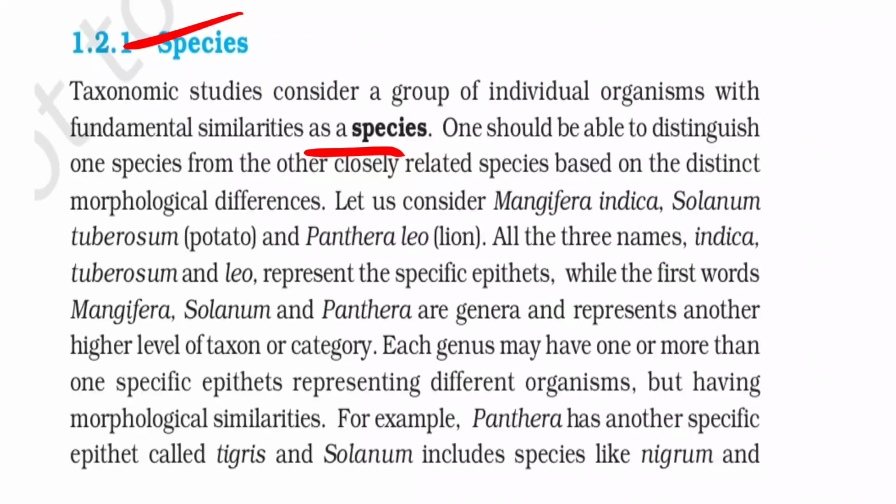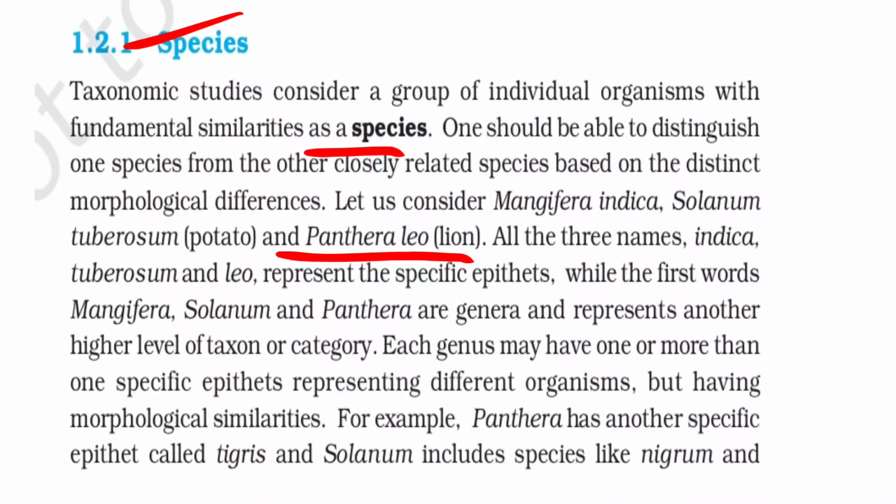Let us consider Mangifera indica, Solanum tuberosum, that's potato, and Panthera leo, that is lion. All the three names, indica, tuberosum, and leo, represent a specific epithet, while the first ones, Mangifera, Solanum, and Panthera, are genera and represent another higher level of taxon or category. Each genus may have one or more than one specific epithet representing different organisms but having morphological similarities.